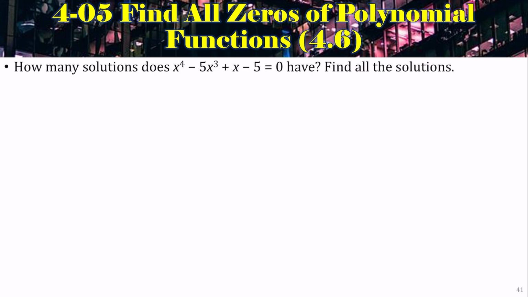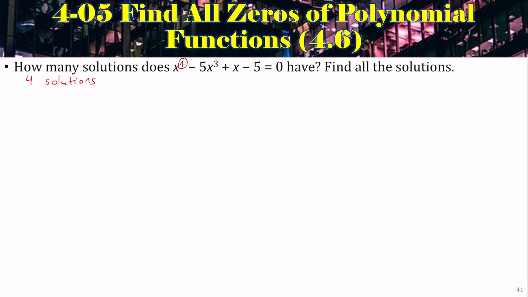Let's try an example. How many solutions does x to the fourth minus 5x cubed plus x minus 5 equals 0 have? And then find all the solutions. Well, we notice it's x to the fourth, so that means there are 4 solutions. Whatever the highest exponent, whatever the degree is, that is the number of solutions.